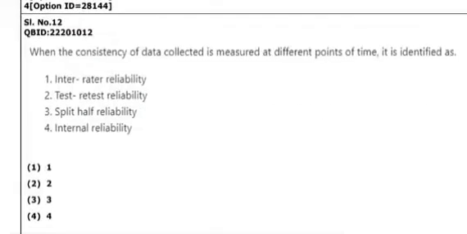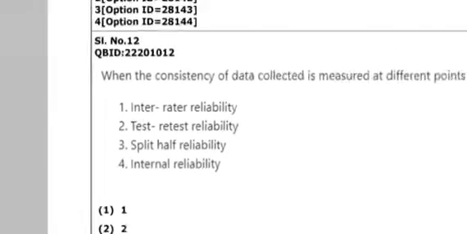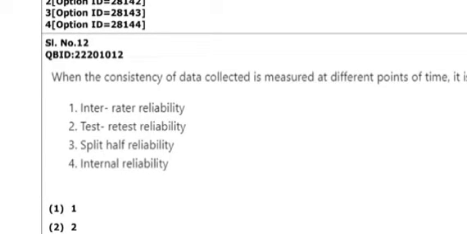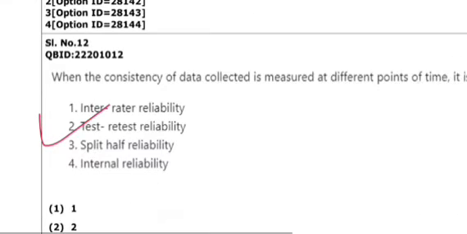Then number 12 says when the consistency of data collected is measured at different points of time, it is recognized or identified as what? Inter-rater reliability, test-retest reliability, split-half reliability, internal reliability. So the correct option will be B, test-retest reliability. This will be the correct option.